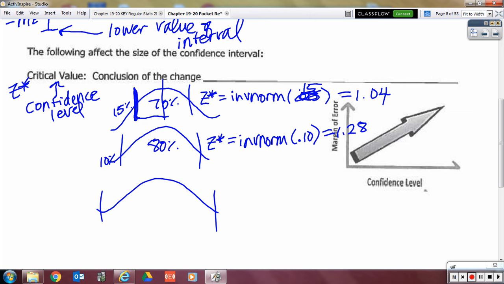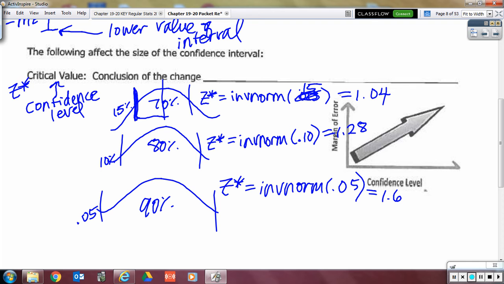Okay, let's do one more. Let's do 90%, and then we know what's in each tail. A 5%. So does anybody recall inverse norm of 0.05? 1.64, good. Okay, so in summary, look at this little picture I drew for you. As the confidence level, or your Z star, gets bigger, what is happening to this margin of error? It's also getting bigger.